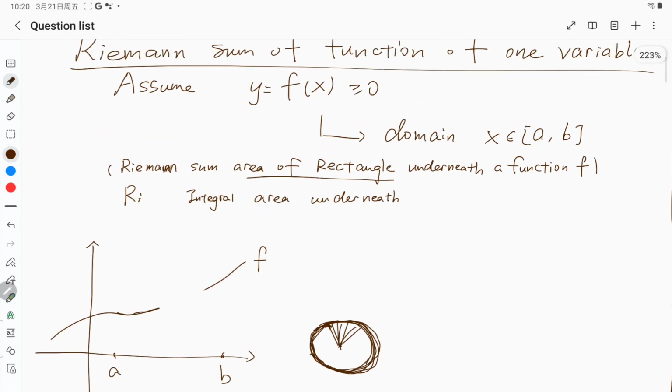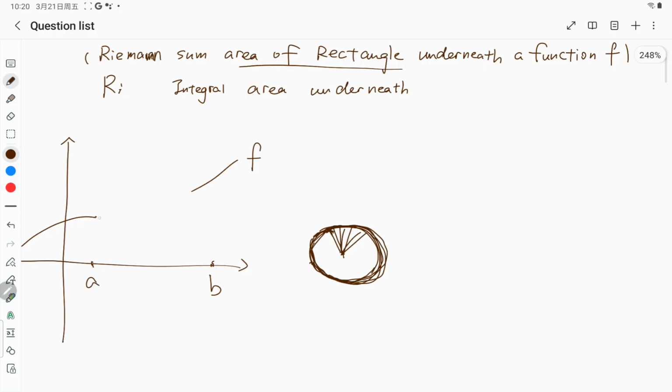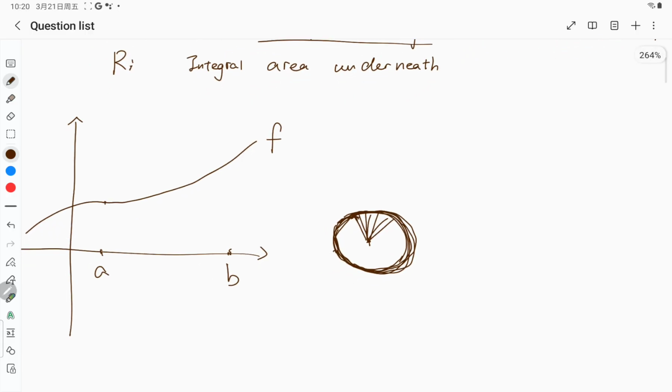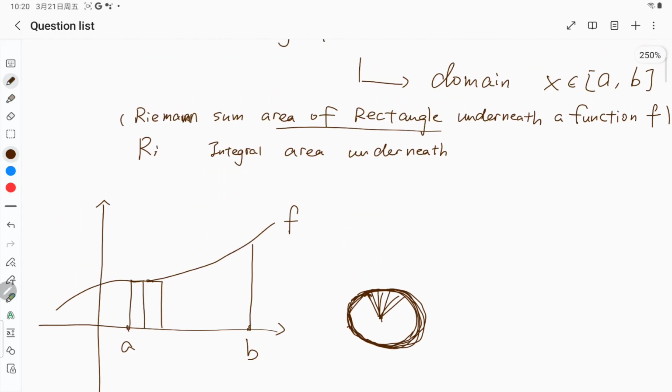Because the outer perimeter of the circle is a smooth curve, and also for an arbitrary function f, and here we only talk about the positive function, if it is a smooth curve that we draw on the 2D graph, it is hard to calculate the area underneath this smooth curve, right? So the first step people think about is to use the Riemann sum, which is the summation of the areas of rectangles underneath the curve.